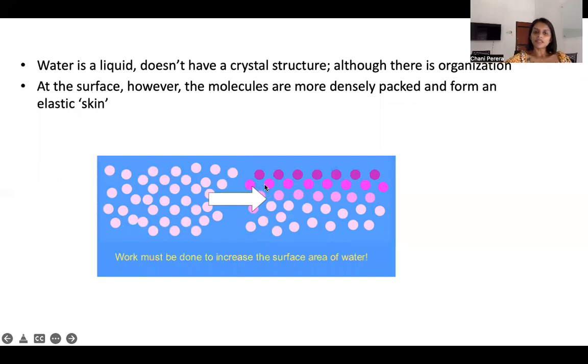The atoms on the surface will be densely packed, and that will look more like an elastic skin. So when you're looking at that image of that floater resting on the water surface, it is like it is resting on some sort of elastic skin. So that's why this tension comes into play on water.